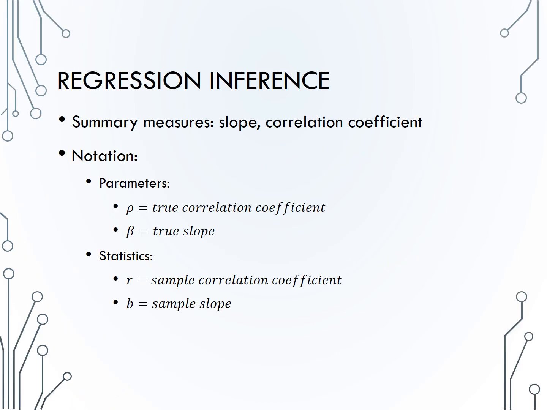Remember from the previous video over sections 10.1 and 10.3 that the summary measures for a linear relationship are the slope of the regression line or the correlation coefficient of the scatter plot. In notation, we use rho to represent the true correlation coefficient and beta, the true slope, r, the sample correlation coefficient, and b, the sample slope.